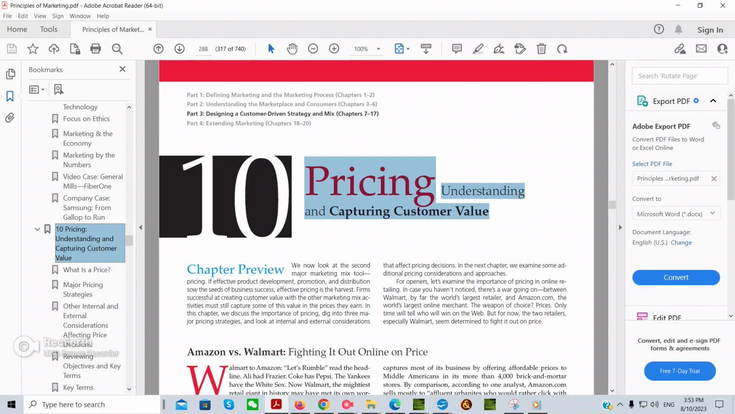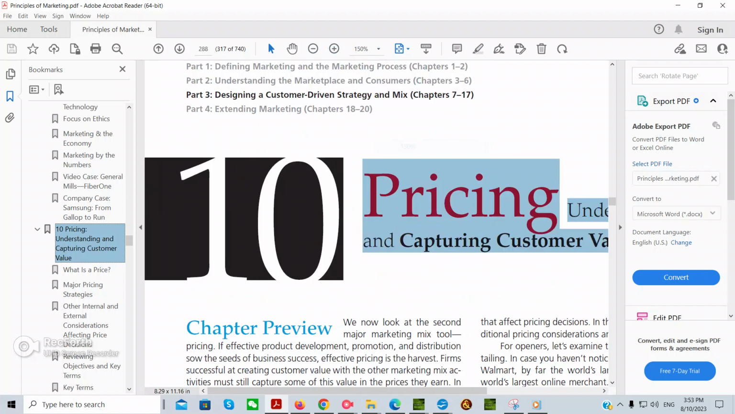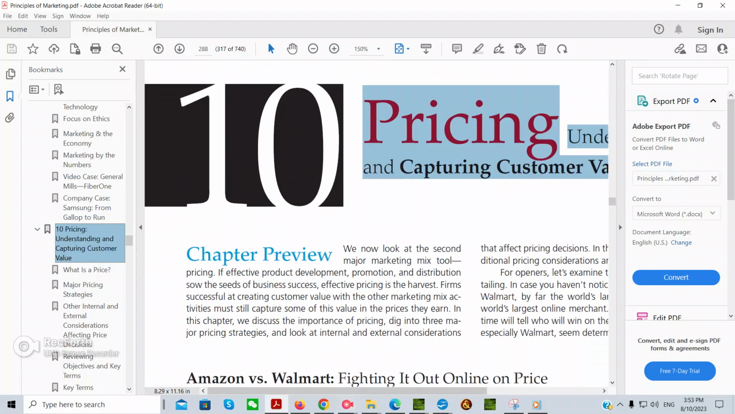You understand? All right. With that being said, we're in part 3 of the book called Designing a Customer-Driven Strategy and Mix. All right. We're on chapter 10. The title is Pricing: Understanding and Capturing Customer Value. Now, with that being said, let's talk about what this chapter is about. I'm going to zoom this in a little bit so you can see this a little bit better.